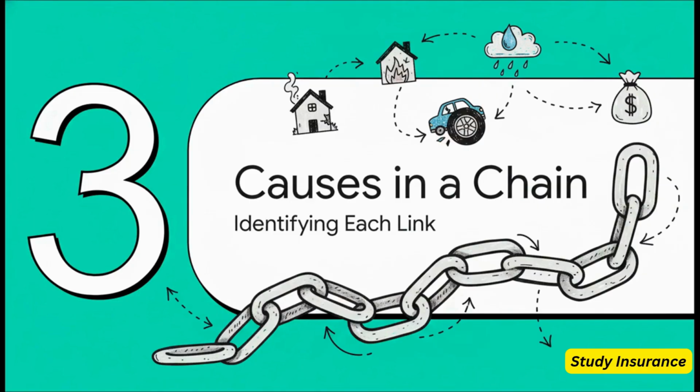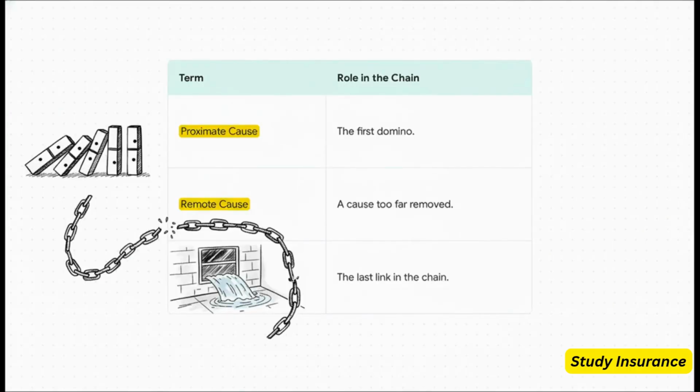Now, in the real world, especially with messy claims, you're not just looking at one cause. You're looking at a whole chain of them. And to figure out if there's coverage, we need to know what to call each link in that chain. So here's how it breaks down.